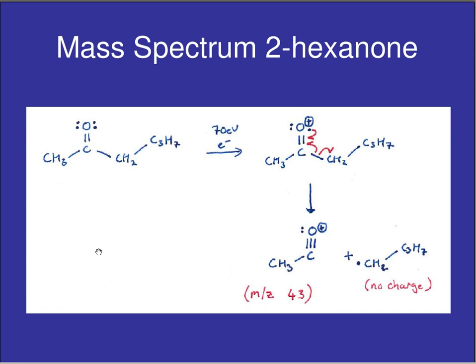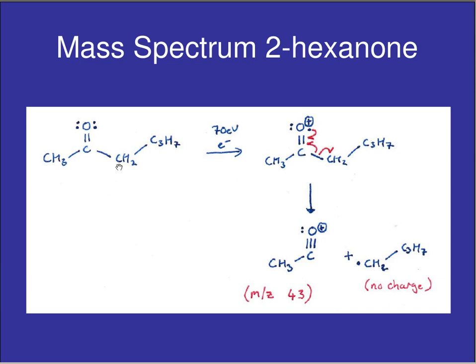So methyl ketones are particularly easy to see. If you get spectra with m/z 43, it's quite likely that you will have a methyl ketone. You can see that however large this portion of a molecule, you'll always form that m/z 43 if the left-hand side is a methyl ketone.